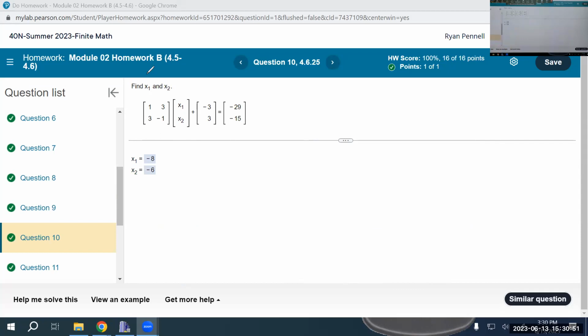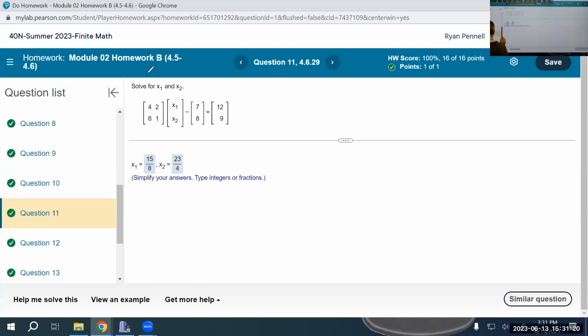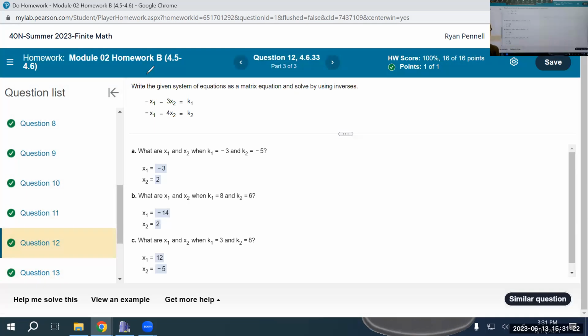We just did number 10. I think number 11 is pretty much the same problem, different numbers. It is pretty much the same process as the previous problem. So for time's sake, I'm going to skip to 12.